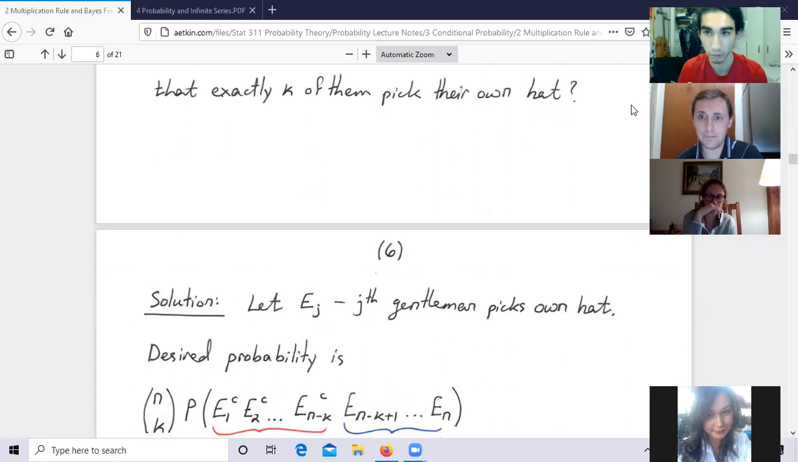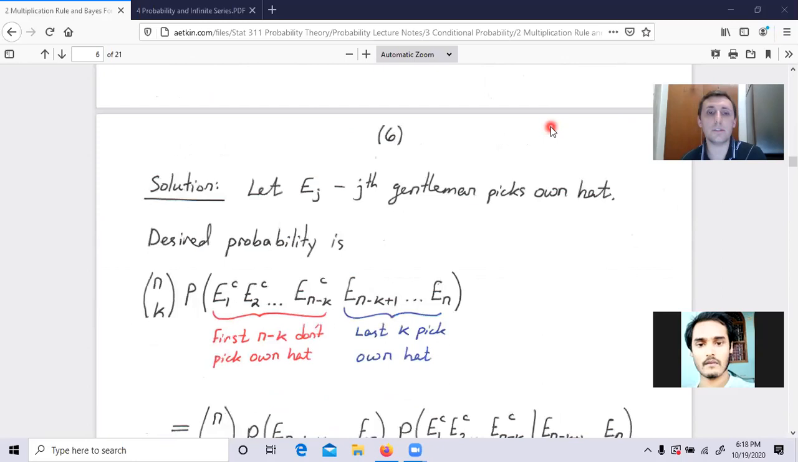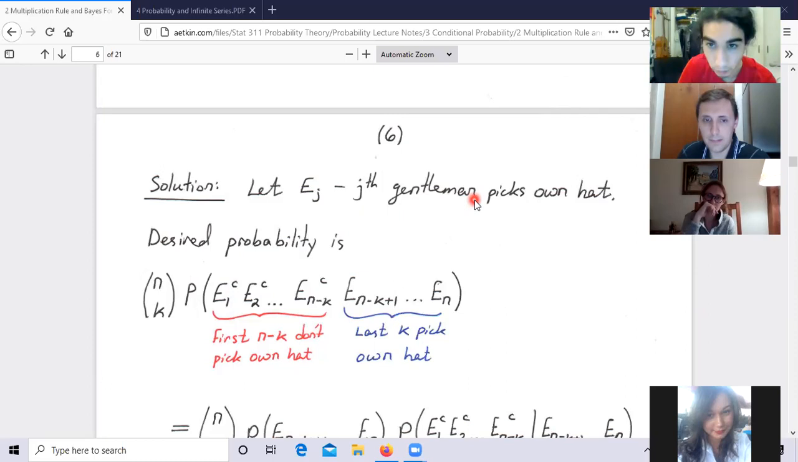So here is the solution, my friends. Let E sub J be the event that gentleman J picks his own hat. We are interested in the probability that exactly K people pick their own hats. And by symmetry, I'm using symmetry to make it simple, I assume that I can focus on the last K gentlemen picking their own hats. And if it's anybody else, it's just N choose K that I multiply by.